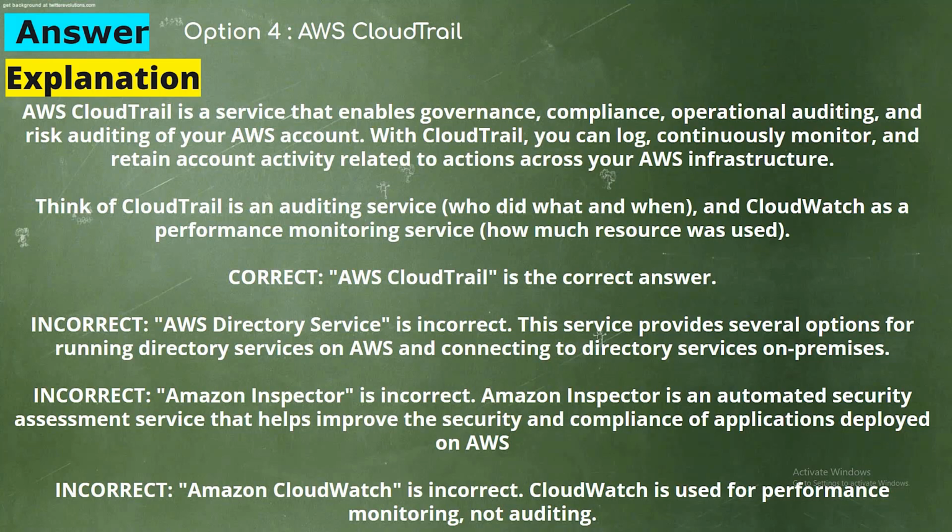Incorrect. AWS Directory Service is incorrect. This service provides several options for running directory services on AWS and connecting to directory services on premises. Incorrect. Amazon Inspector is incorrect. Amazon Inspector is an automated security assessment service that helps improve the security and compliance of applications deployed on AWS. Incorrect. Amazon CloudWatch is incorrect. CloudWatch is used for performance monitoring, not auditing.